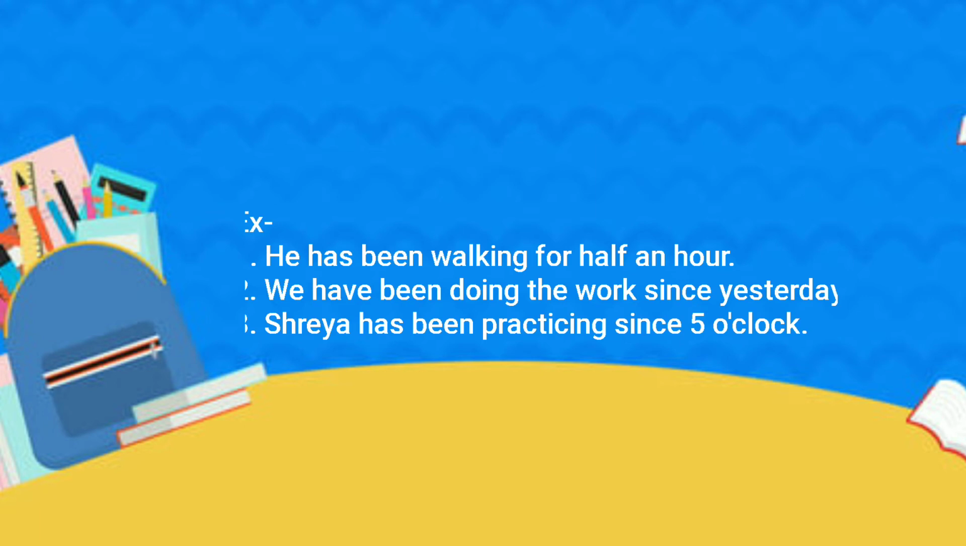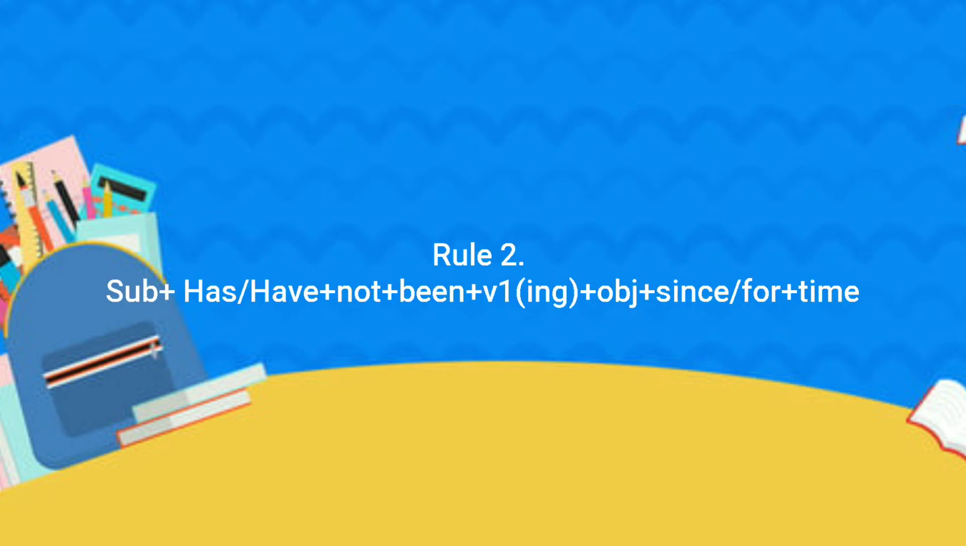Now let's see what rule number 2 says. Rule number 2 belongs to negative sentences. So what we can do, we will simply add not after has or have. So the rule will be subject plus has or have plus not plus been plus first form of the verb along with ing plus object plus since or for plus time.